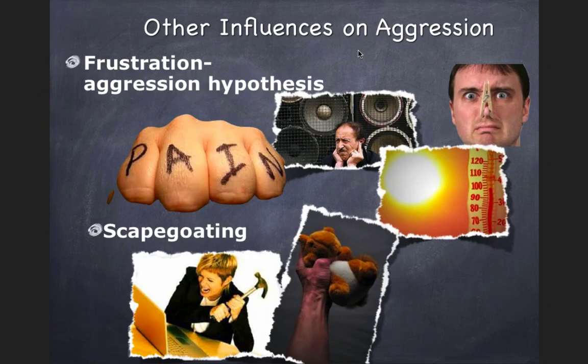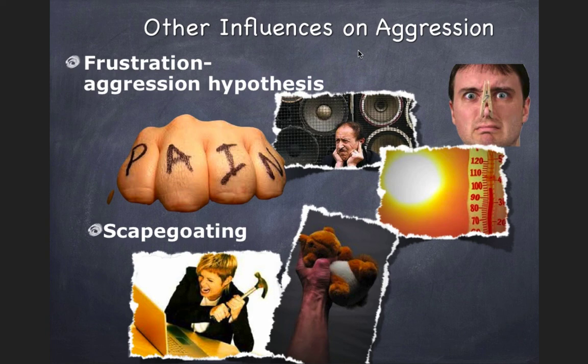Other influences: the frustration-aggression hypothesis. This is where frustration produces aggression, likely if it's intense, seems unjustified, and arouses negative emotions. Pain, loud noises, bad odors, and extreme heat are linked to aggression. So when the frustration level increases, with pain, loud noises, bad odors, extreme heat, so does the aggression. And then also scapegoating. Scapegoating is displaced aggression onto members of a minority group or other innocent targets not responsible for the frustrating situation. Children angry at parents may take it out on younger siblings as an example of scapegoating.